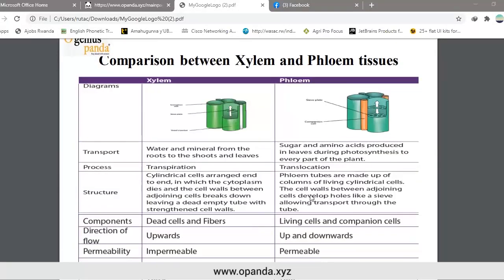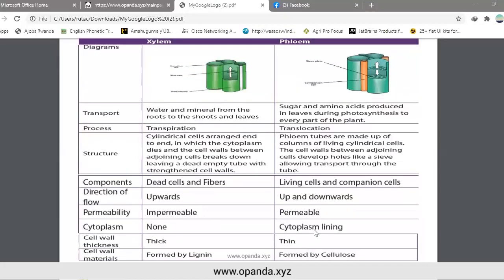Components, xylems are made of dead cells and fibers, while phloem are made of living cells and companion cells. Direction of flow for xylem is upwards, while for phloem we have up and downwards. In terms of permeability, xylems are impermeable, while phloem are permeable.